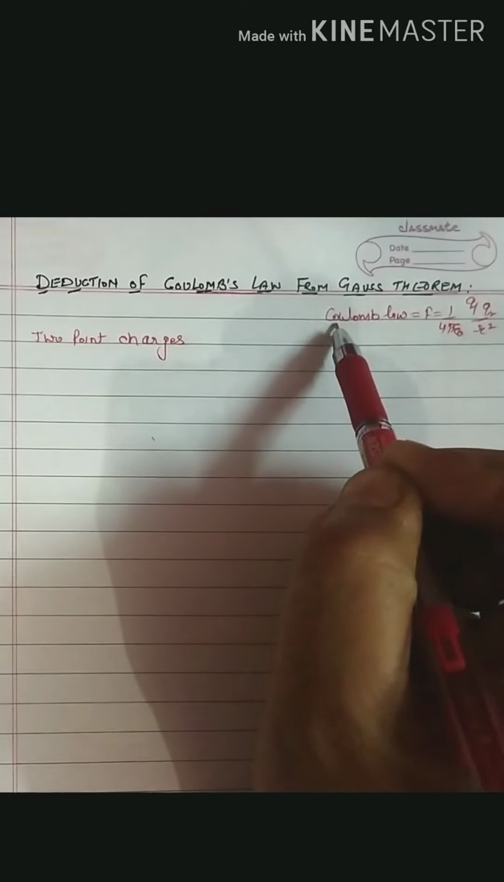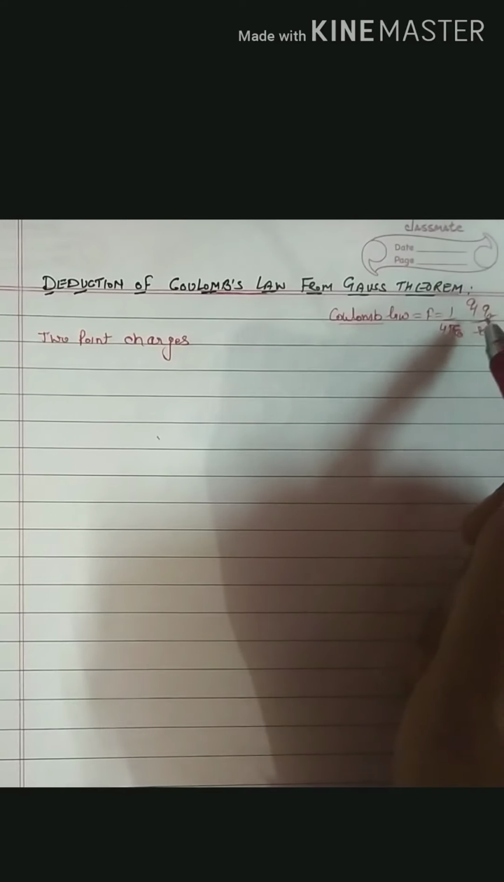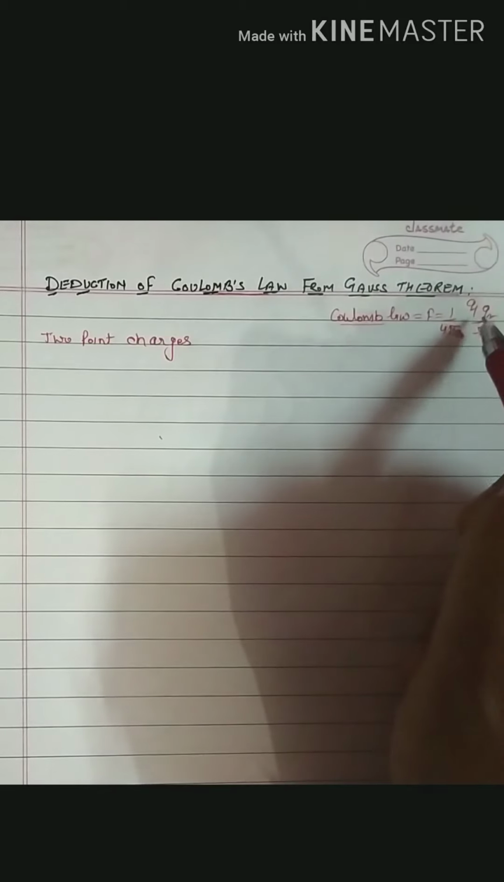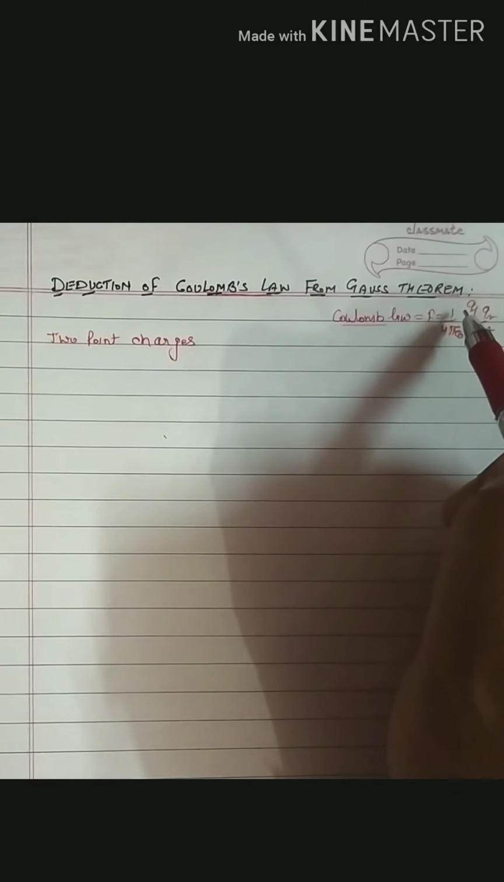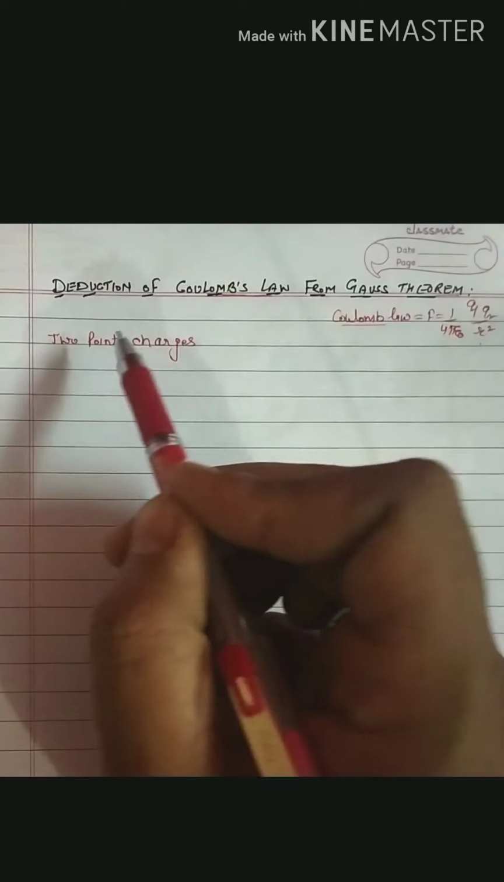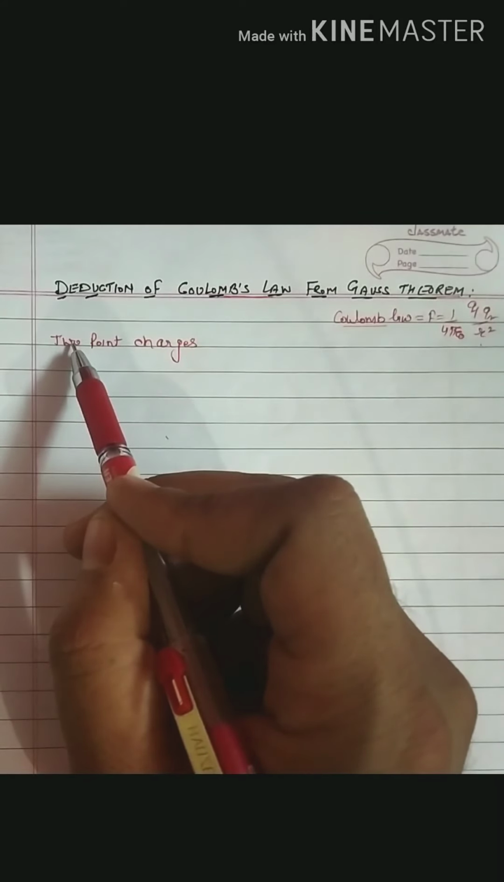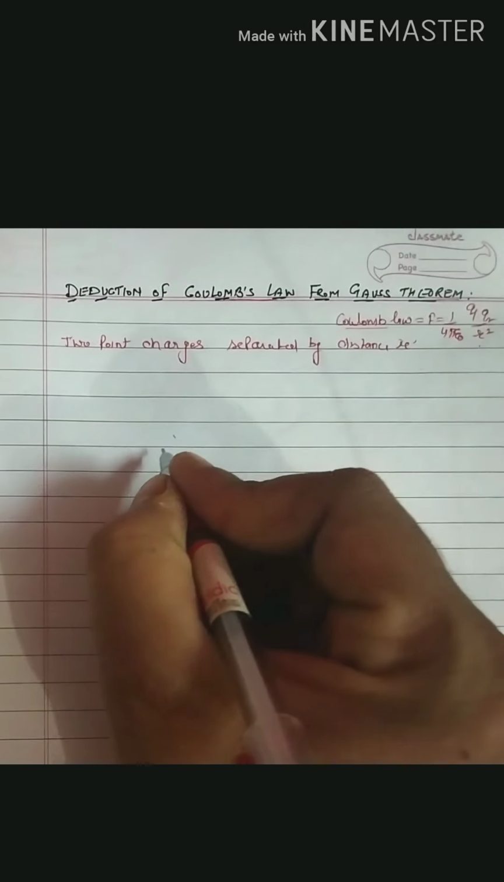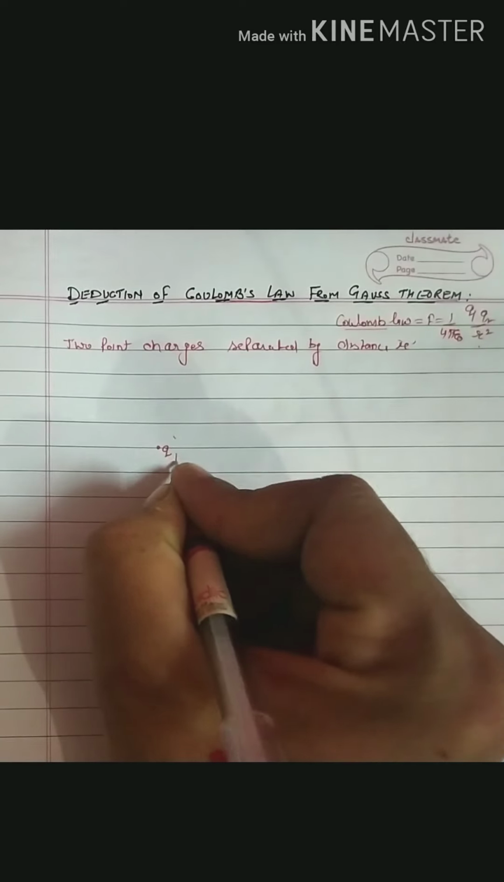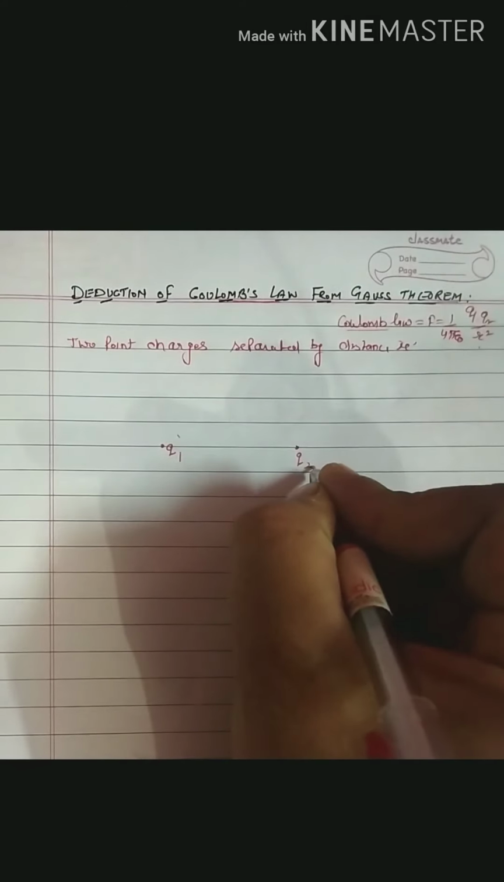So you know that this is the Coulomb's law: electrostatic force of attraction or repulsion between 2 point charges Q1 and Q2 is equal to 1 upon 4 pi epsilon naught Q1 Q2 upon r square, where r is the distance between the 2 point charges. So starting from this concept, suppose we have 2 point charges separated by distance r. Suppose this is Q1 charge and this is Q2 charge separated by distance r.